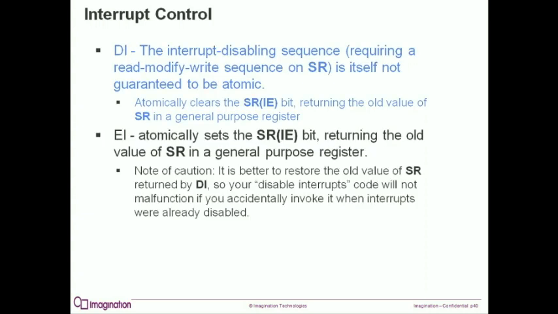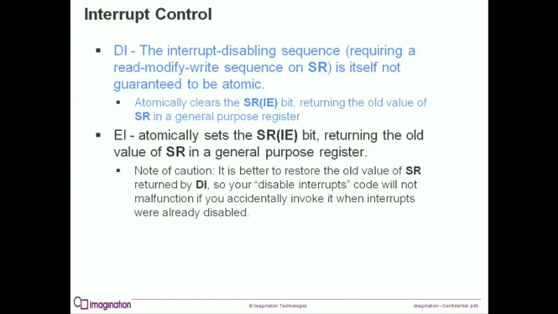Enable interrupt instruction writes the value of the status register to a general purpose register and then sets the interrupt enable bit in the status register. Note, you might not always want to use the enable interrupt instruction, particularly if you're nesting interrupts. You might just want to restore the status register with the value it had when it entered your interrupt function, so it would continue with the processing of any interrupt function that you may have interrupted.